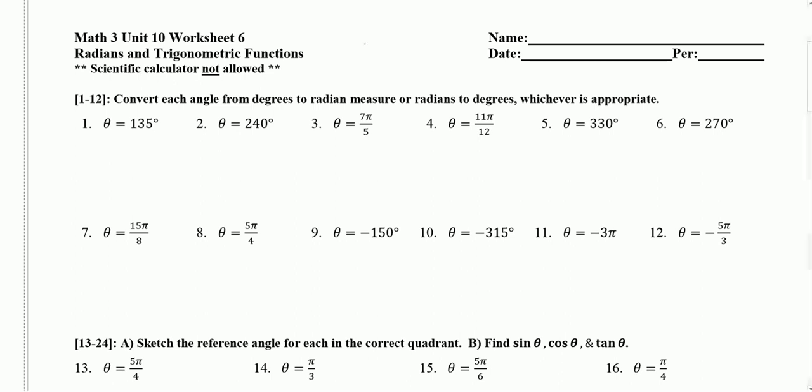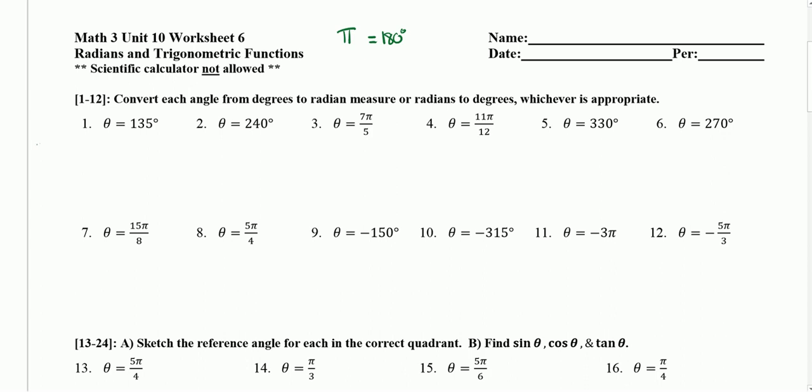Something that's helpful in the conversion process is to know that pi radians is equal to 180 degrees. And so here we're converting each angle from degrees to radians. Number 1, we have 135 degrees.